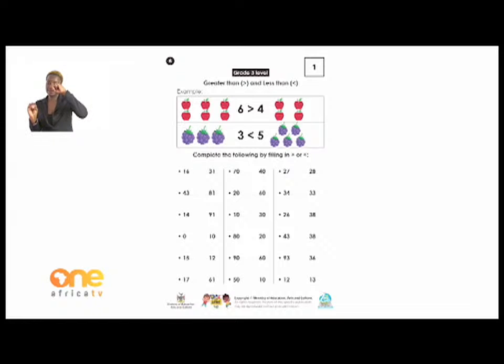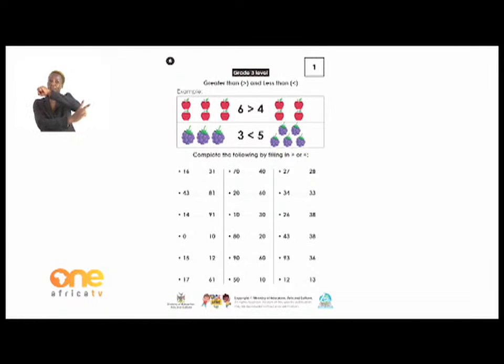Let's quickly look at the next one. 27 and 28. We look at the first numbers. They are both the same, they are equal. So we move on to the next one, which is at the place of the units. We have a 7 and we have an 8. So between 7 and an 8, which one is greater? 28. That is perfect. So the mouth of the sign should be opening towards 28. So we put in the less than sign in there.